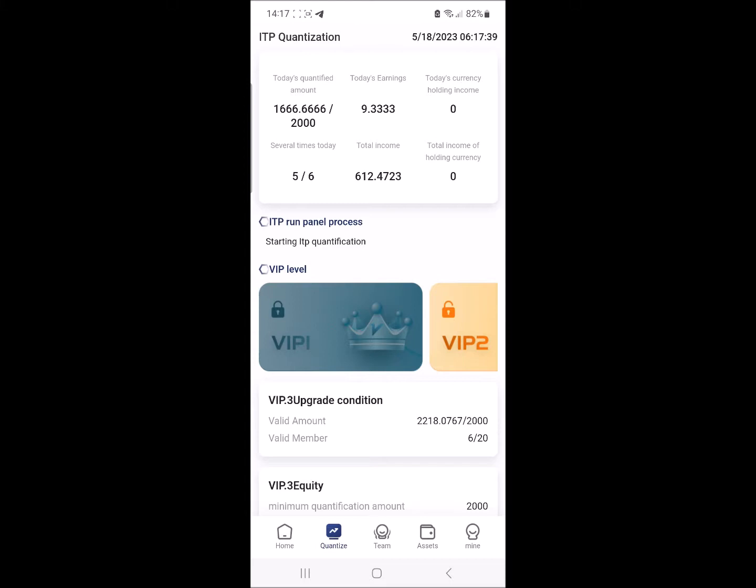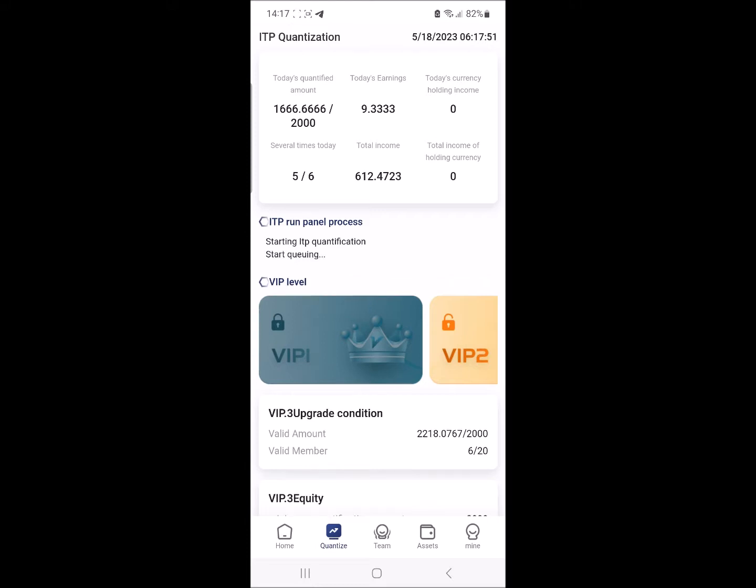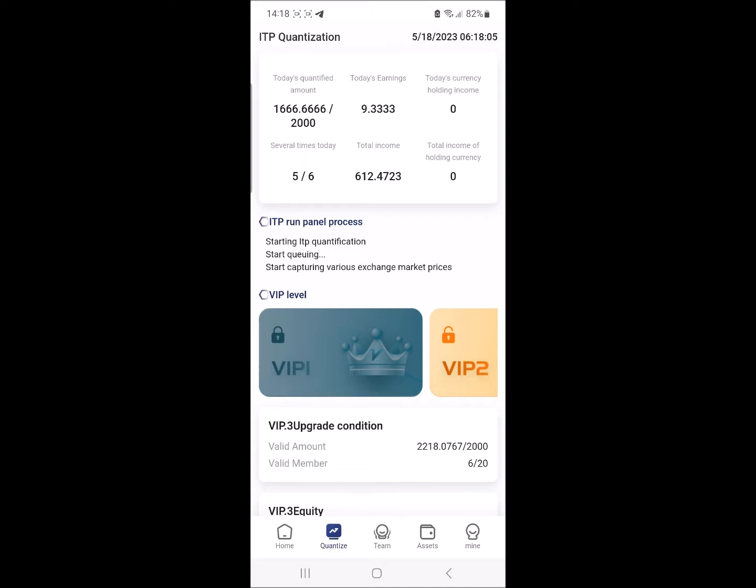right, it started the quantification. It can be a little bit like watching a kettle boil, waiting for this to happen. So sorry about this, but you'll see. Okay, starting queuing. We'll get there in a minute. Okay, so the AI is capturing information about the various exchange markets around the world and the prices they're selling at.